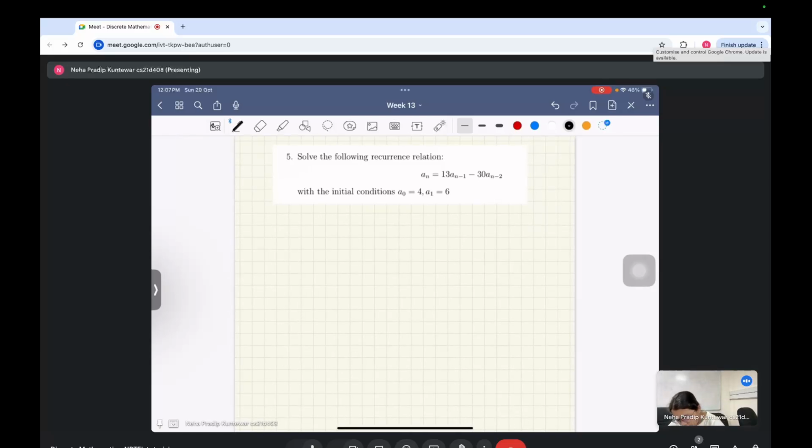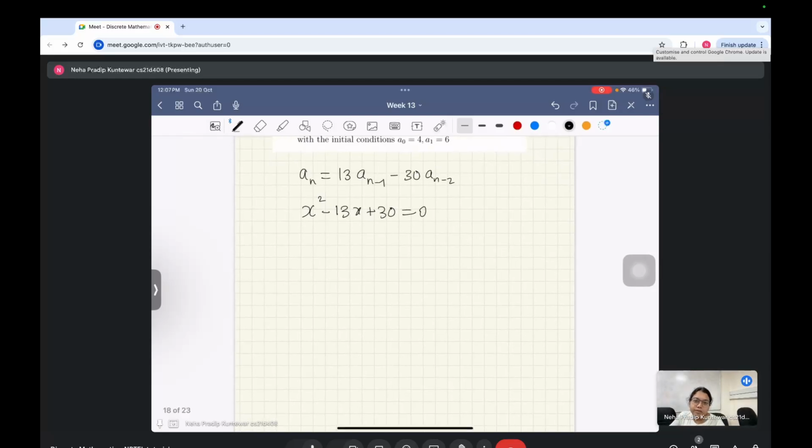So in general, let's say you have a recurrence relation like this. So you have 13 a_{n-1} minus 30 a_{n-2}. Then what you do is you write this in terms of the characteristic equation. So the characteristic equation here would be x square minus 13x plus 30 is equal to 0. And you find the solutions, find the roots of this quadratic equation.